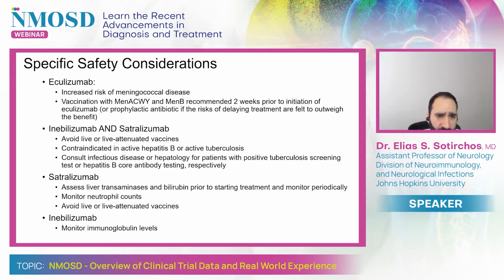For some of the other agents, in terms of specific safety considerations, for inebilizumab and satralizumab, both have a recommendation for the avoidance of live or live attenuated vaccines. They're both contraindicated in active hepatitis B or active tuberculosis, and patients should be screened prior to initiation of therapy for prior hepatitis B exposure, with either hepatitis B core antibody testing being positive or surface antigen positive, and patients who have a positive tuberculosis screening should also be tested. In that situation, appropriate consultation and treatment should be initiated, and the risks and benefits ascertained, since these medications may potentially result in reactivation of hepatitis B or tuberculosis in these patients.